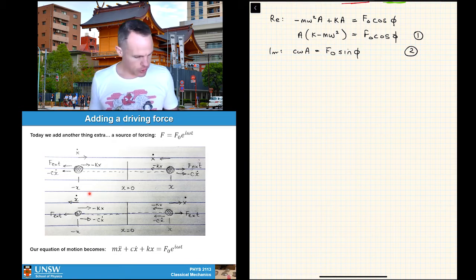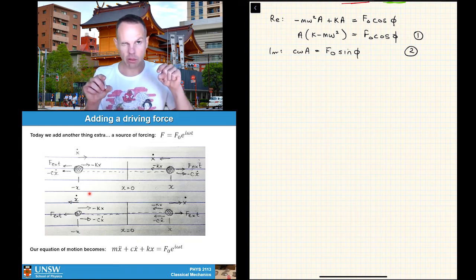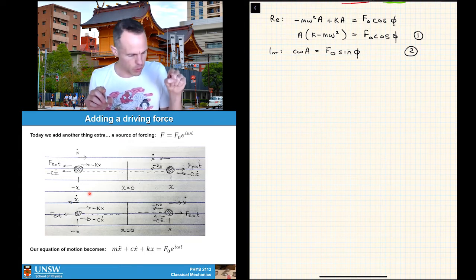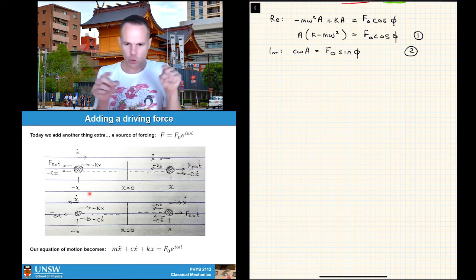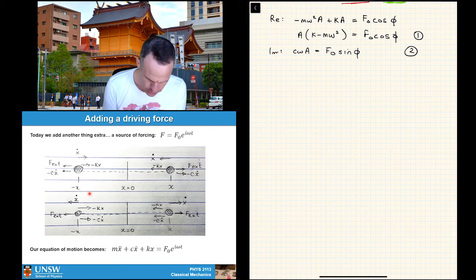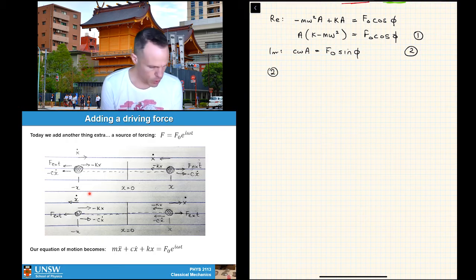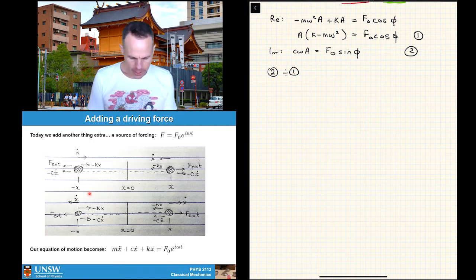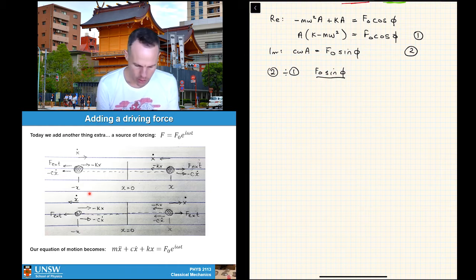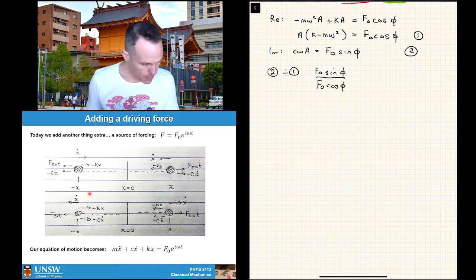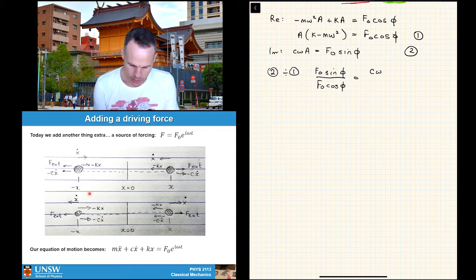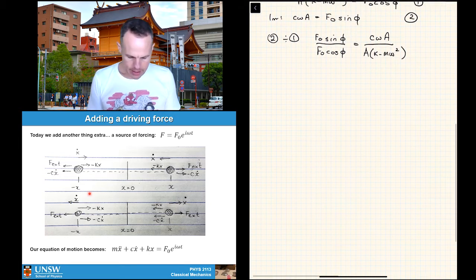All right, so we've got these two little equations, and then what we're going to do is very similar to what we did in either yesterday's lecture or the lecture before, I can't remember which one now. We're basically going to cluster the two parts together to get two new things, okay? So the first one we're going to do here is take 2 divided by 1. And so if we write this, we've got f naught sine phi on f naught cos phi, and that's equal to c omega a on a k minus m omega squared. Like so, okay? And then you can probably see where I'm going.